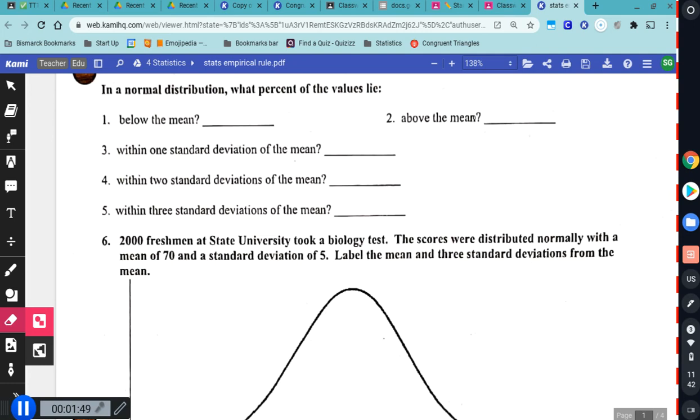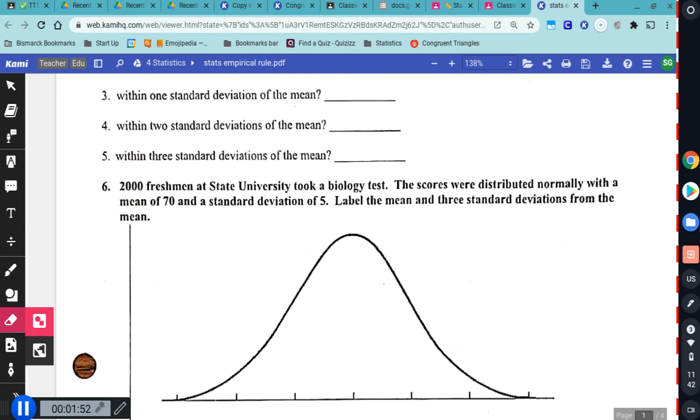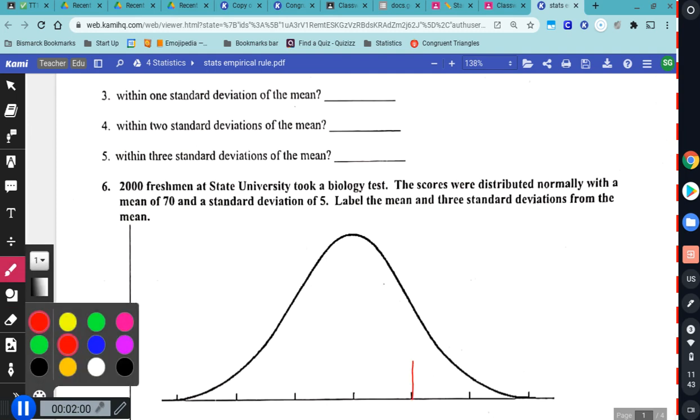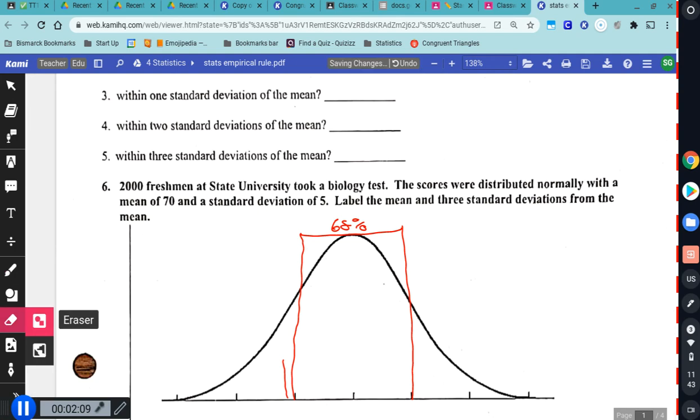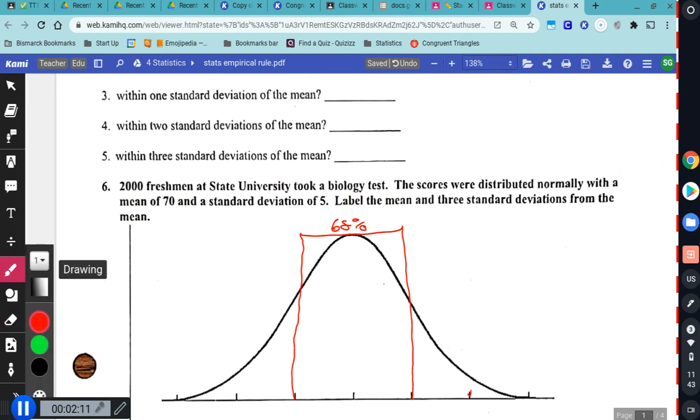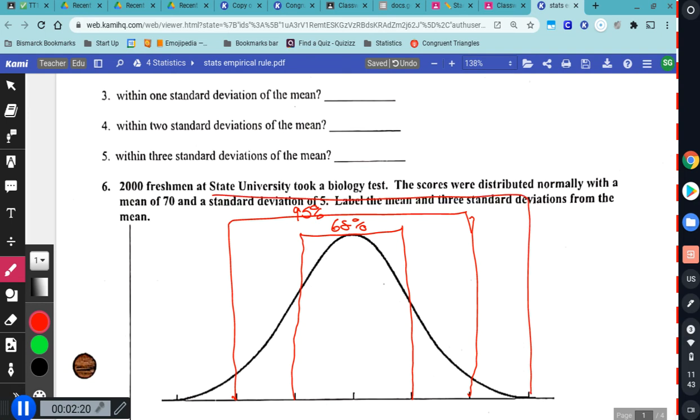Within one standard deviation of the mean. Do you remember our 68, 95, 99.7 rule? So I'm just going to use this one down here. We've got one standard deviation here, one standard deviation here. So that is 68% of us. So within 1, 68%. Within 2 is 95%. And within 3 is 99.7%. That is the empirical rule.